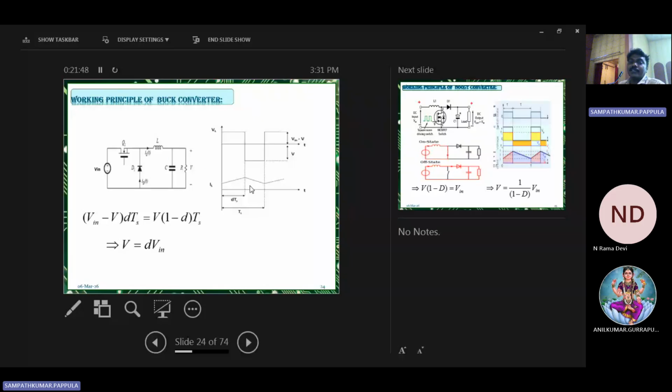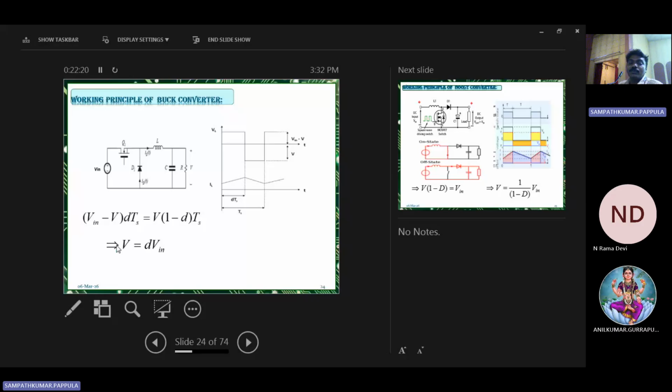Now the inductor gets discharged. That means one is the turn on condition, the other one is the turn off condition. So for D times T, we are getting the turn on. In the turn on condition, the voltage across the inductor is Vin minus V, and during the off condition, for (1 minus D) times T, the output voltage is V only.